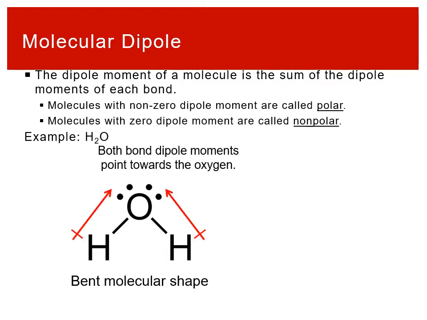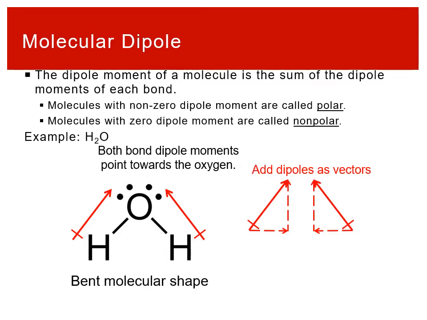We know that each bond is polar because oxygen and hydrogen are different. So each bond is polar. And we know that the bond dipoles would point towards the oxygen. Okay. So when we want to combine those, we add them as vectors. So you can think about these as ropes that are getting tugged, right? That's what it means to add something as a vector.